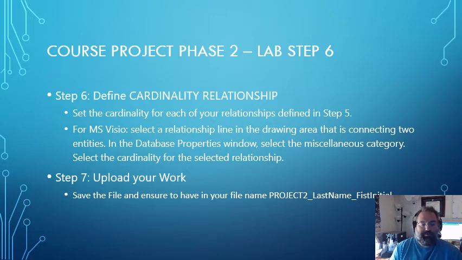For MS Visio, select a relationship line in the drawing area that is connecting two entities. In the database properties window, select the miscellaneous category, and select the cardinality for the selected relationship. Step 7 is to upload your work and submit it for review.